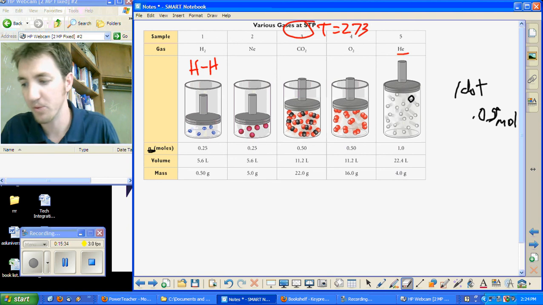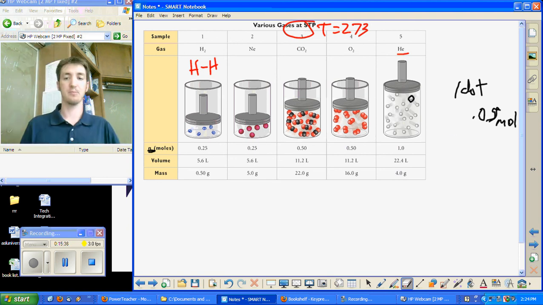Number three, which boxes have the most total atoms? So this is one mole. Each of them is made up of one atom. So one mole of atoms, that's just one. This is half a mole. Each one is made up of two atoms. So how many total atoms? That's going to be one mole of atoms.